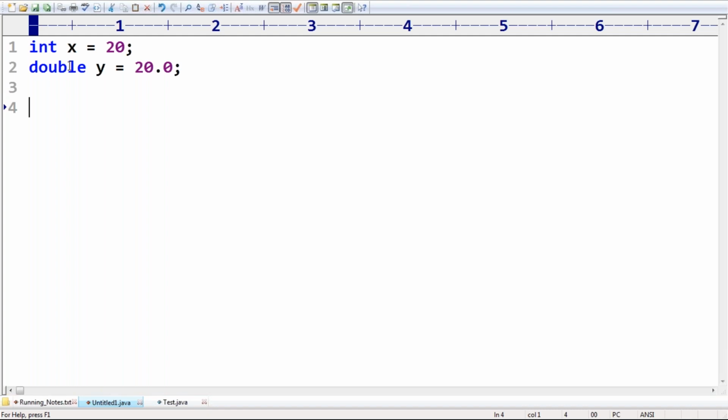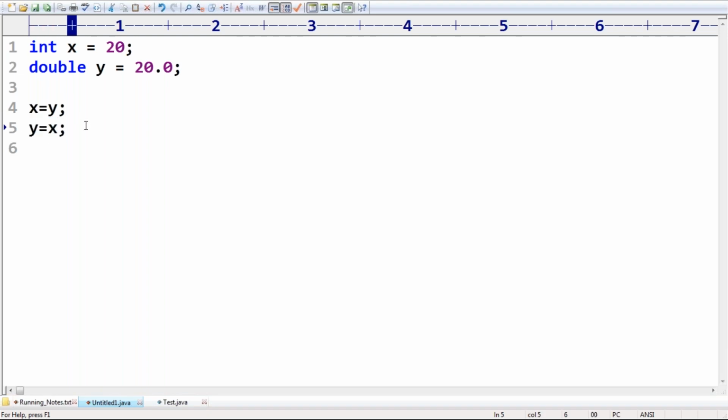Which of the following won't compile: x is equal to y, or y is equal to x? Sir, which of the following is valid or won't compile? Can you please tell? Is the first one valid or invalid? Please confirm. x is equal to y: we are assigning a double value to an int type, invalid. Double value to int type, invalid. Sir, we are assigning an int value to a double type. It is valid.